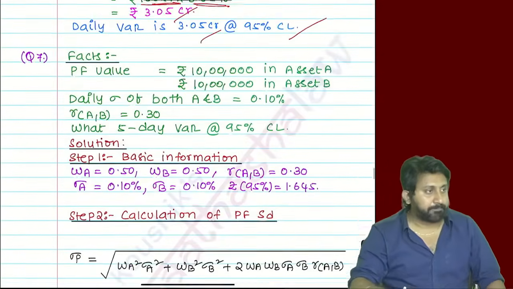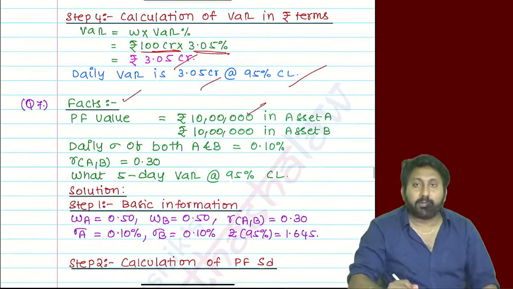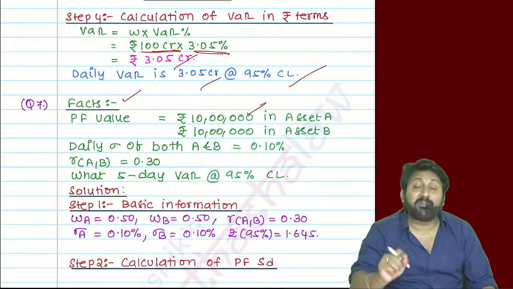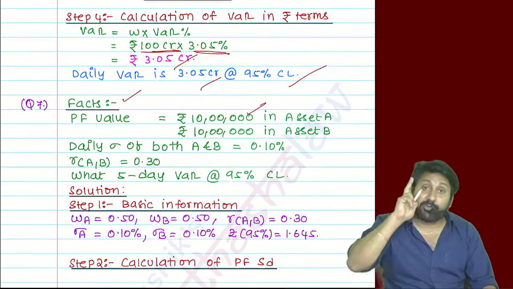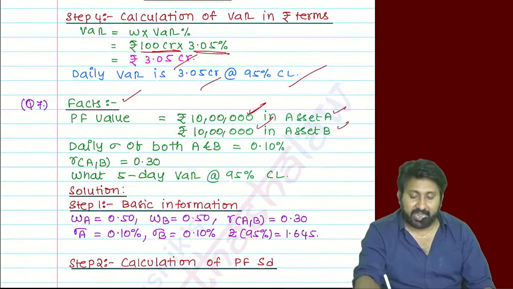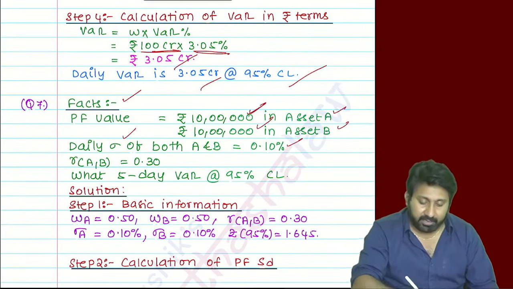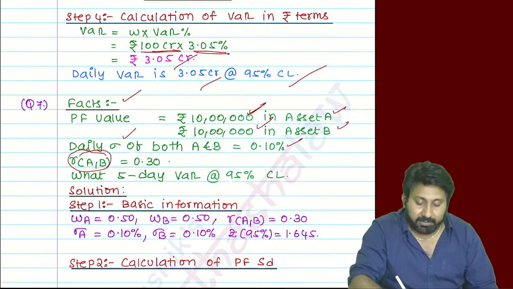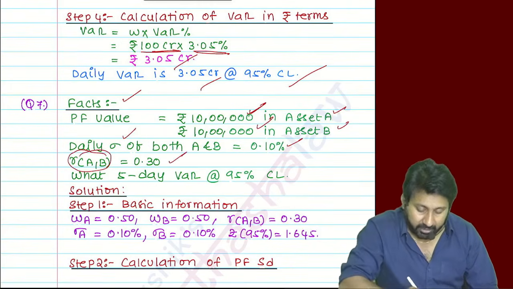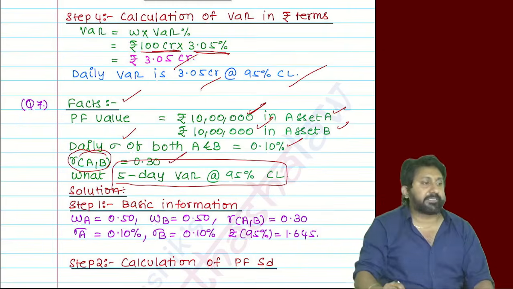See here. Portfolio value. I'm not now investing in one asset. I'm investing in two assets. What are those? Asset A and asset B. Asset A 10 lakh, asset B 10 lakh. Daily standard deviation is 0.1. Correlation of A and B is 0.3. What is the 5-day VaR at 95% confidence level?